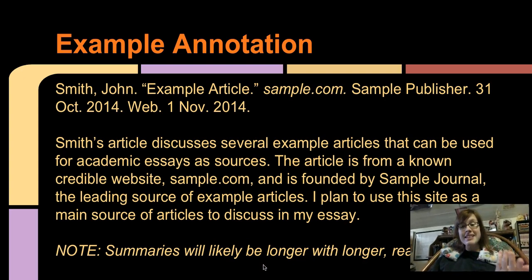All right, so this is an example. For example, this right here would be my annotation. So for a source, I've got it up here. It is a web article. So I've got my last name, my author, my first name. I've got the example title in quotation marks. I've got the URL in italics. I have the publisher right behind it. I've got the date published, web, which is the medium, and then the access date. That's my citation for my web online article.